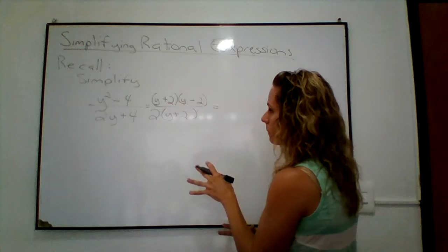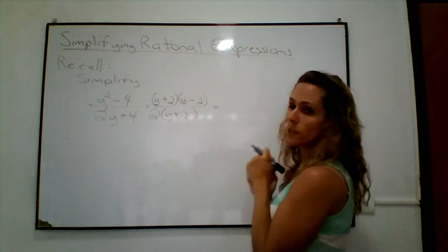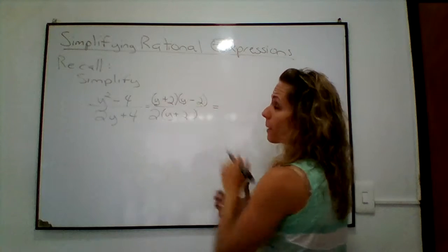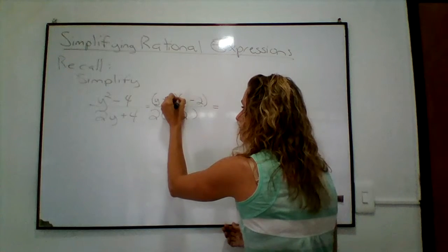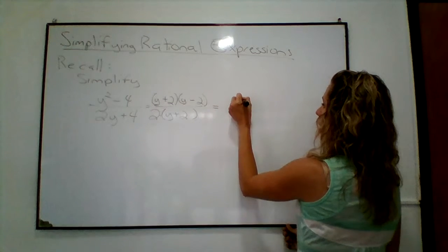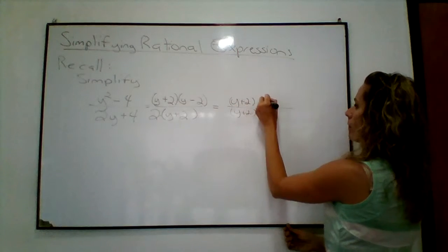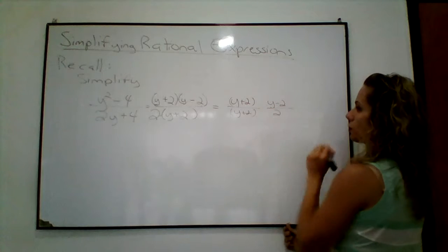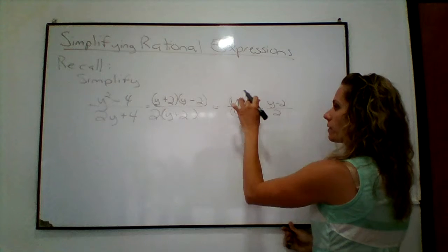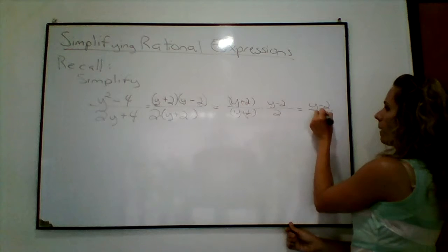So we take a look, we see that we have a common factor now that we factored. Do you see something in common in the numerator and denominator? Hopefully you're seeing y plus 2. Because of this multiplication between the factors, we have y plus 2 over y plus 2, and we have a y minus 2 and a 2. I can do the separation, it's not required, but it does allow you to see that you have a common factor, something divided by itself, and we're left with y minus 2 divided by 2.